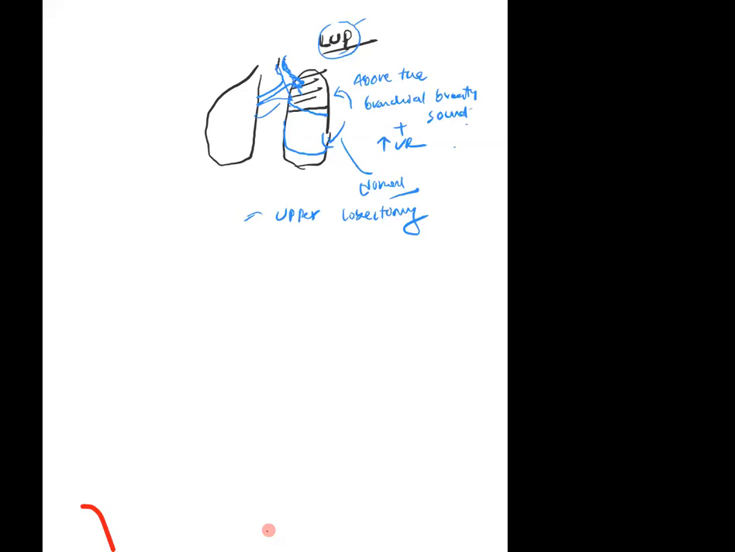Now think about the lower lobectomy. What will we find in the lower lobectomy? Again, this is the lung, and in the case of a lower lobectomy the trachea does not shift as much. You have only done the surgery here, so there is no tracheal shift.